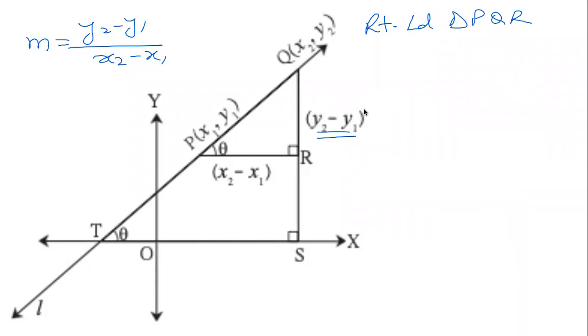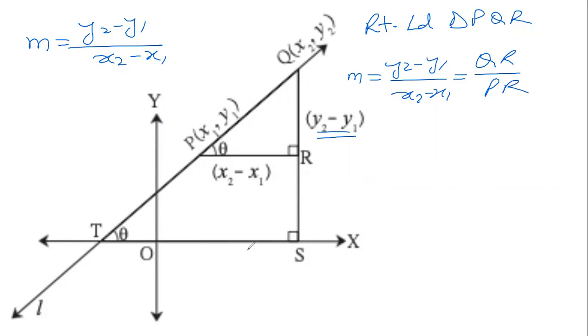And x2 minus x1 is PR. When we say m equals y2 minus y1 by x2 minus x1, what we are essentially saying is it is QR by PR.